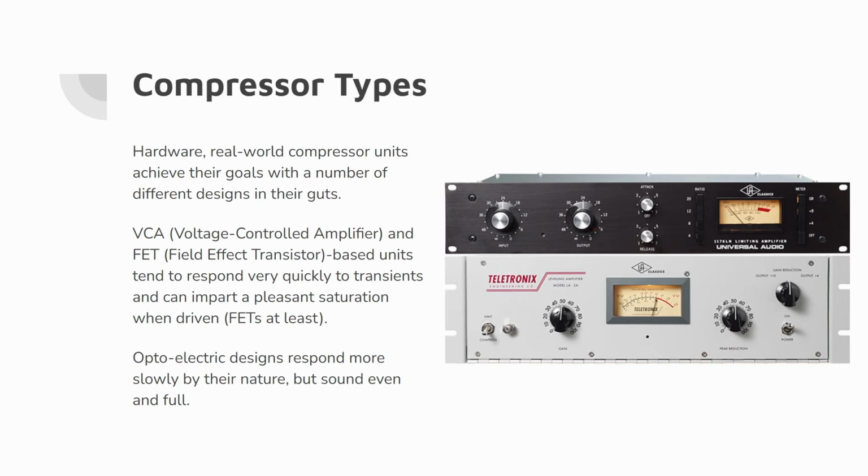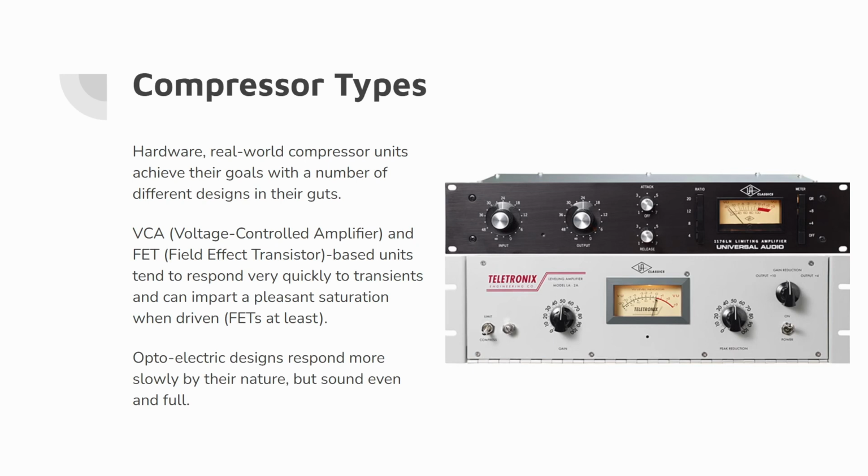Voltage-controlled amplifiers and field effect transistor-based units tend to be quite quick in responding to transients, and certainly a well-known FET one, the 1176 limiting amplifier up there, can respond very quickly, and if you drive audio signals into it, it can saturate quite nicely and add some harmonic richness to your sound. Again, more of that analog warmth that everyone's after.